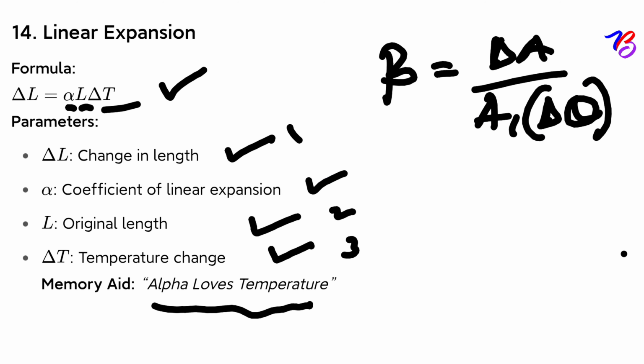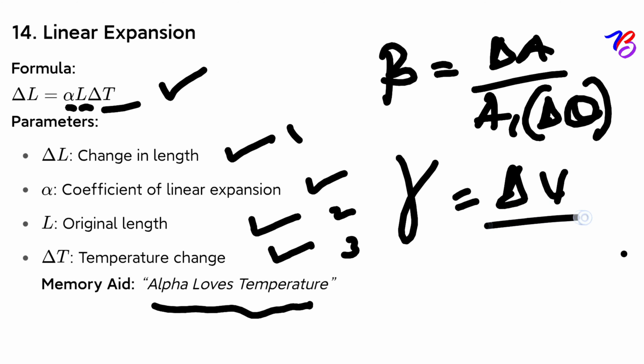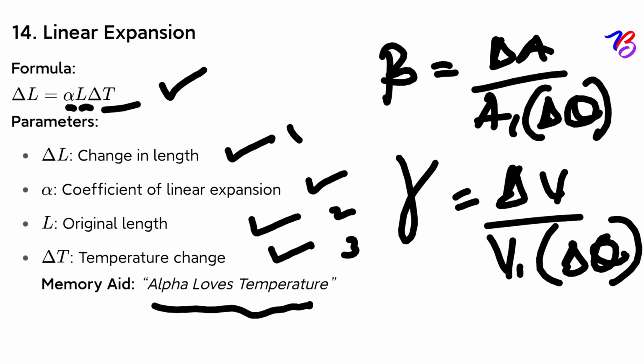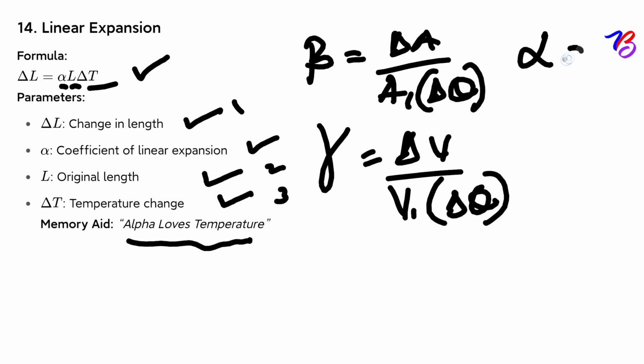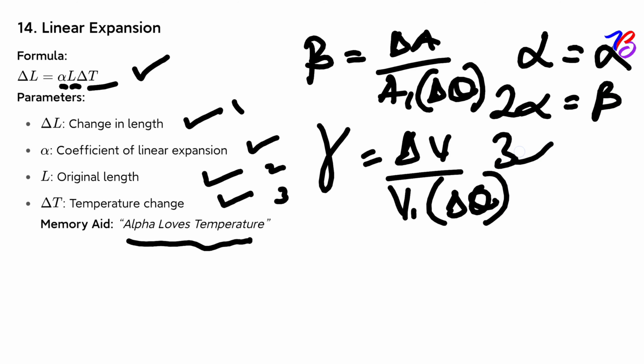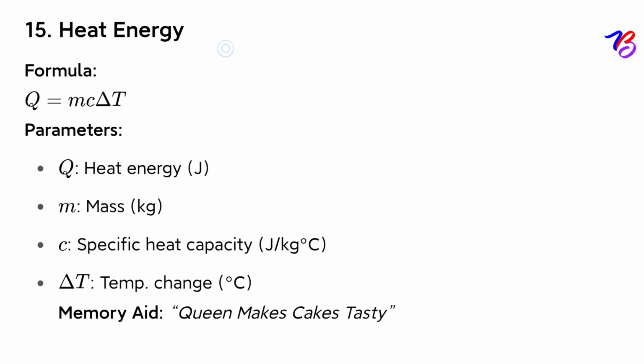Can you see? It's following the same procedure. Then our gamma will equal change in volume over original volume into change in temperature. With this, we know that alpha is equal to alpha, then 2 alpha is equal to beta, and 3 alpha is equal to gamma. And all together, this will help you to memorize alpha loves temperature. Please love physics. Number 15, heat energy.